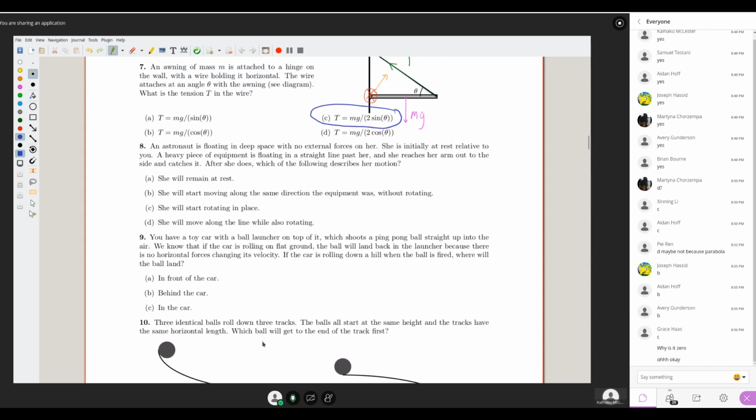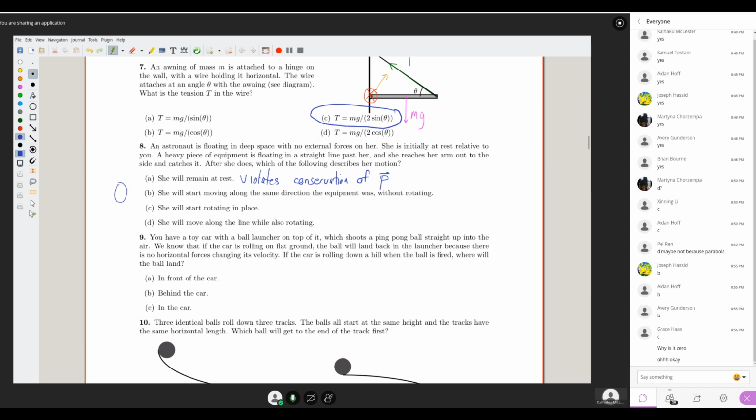Question 8. An astronaut is floating in deep space with no forces. She's at rest. Somebody throws something past her, and she reaches her arm out to the side and catches it. After she does, what happens? So choice A, clearly we know that's not going to happen, right? This is a collision. Collisions conserve momentum, and this violates conservation of momentum. But it also violates conservation of angular momentum.